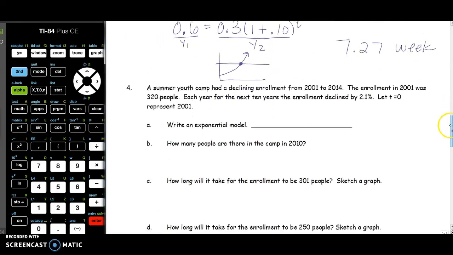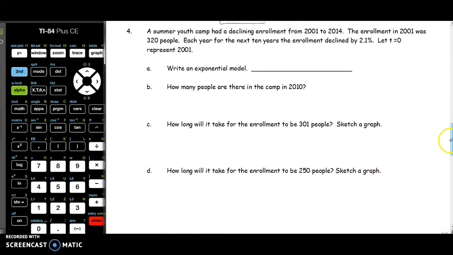One more problem, and that says our summer youth camp had a declining enrollment from 2001 to 2014. The enrollment in 2001 was 320 people. Each year for the next 10 years, the enrollment declined, that's a key word, by 2.1%. Let t equal 0 represent the year 2001. So since it's declining, this is a decay problem. So we would say y equals our original enrollment times 1 minus 0.021, that's the 2.1%, raised to the t power.